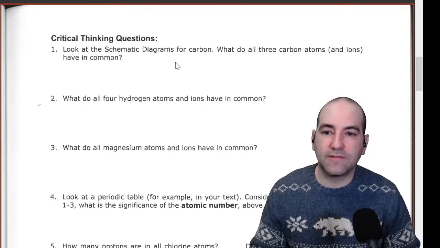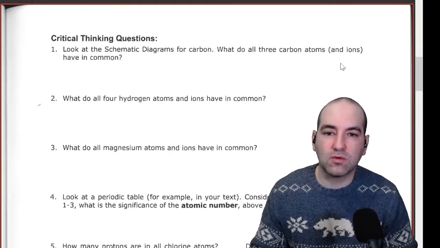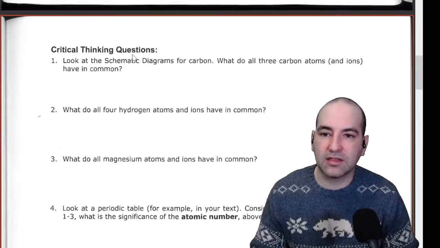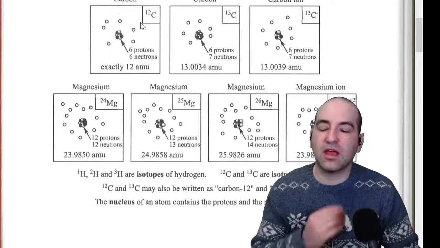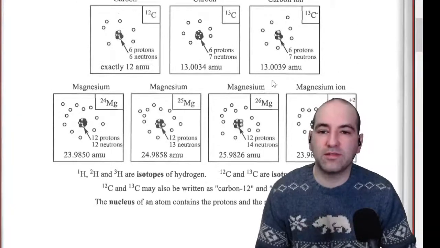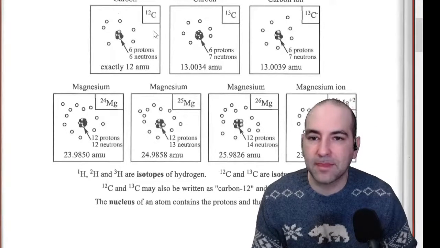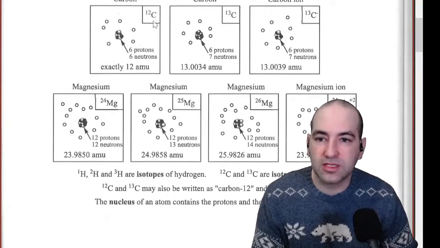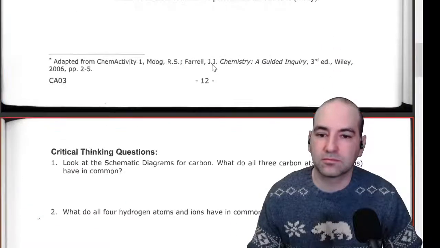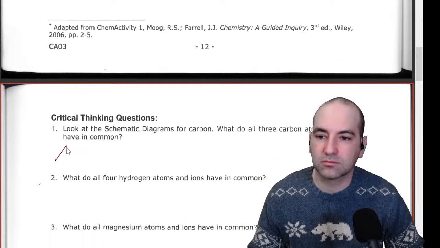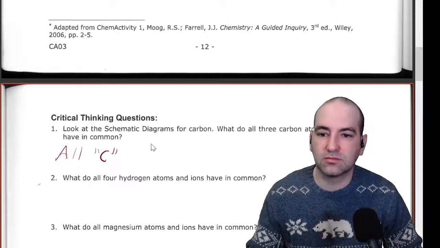And it says, look at the schematic diagrams for carbon. What do all 3 carbon atoms and ions have in common? So we're looking at this, and what do they have in common? Well, they have different AMU numbers, so it's not that. They're all C's, right? So we might write that. They're all called C.